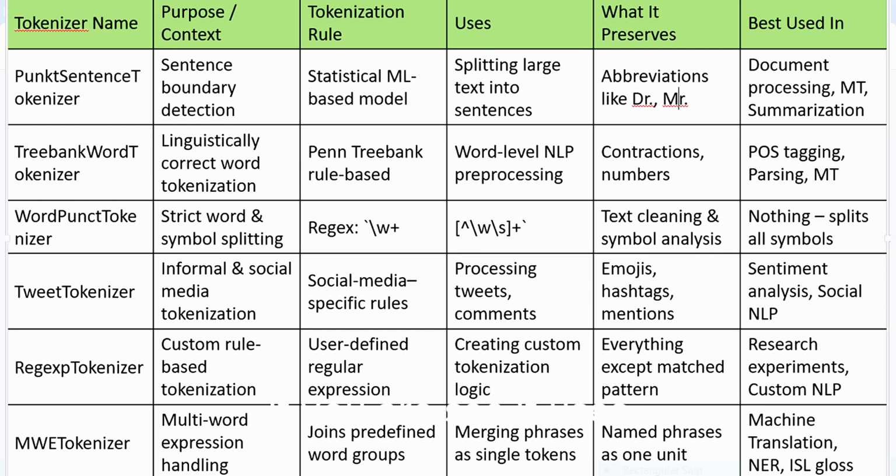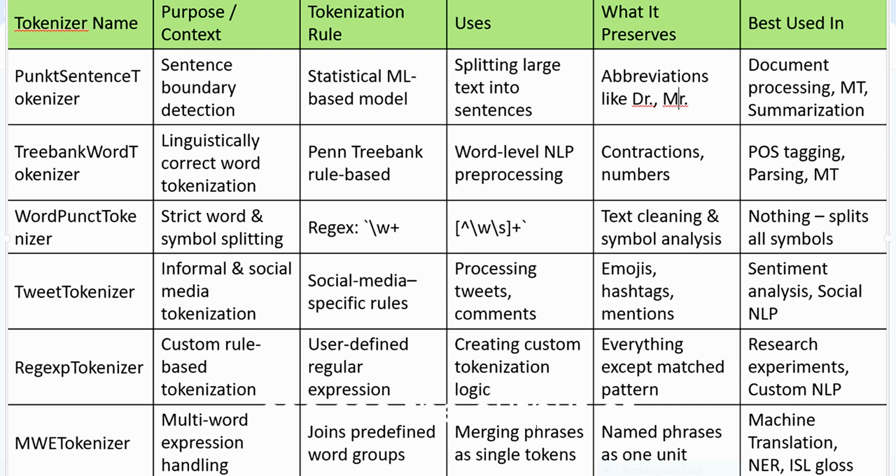In that case, if you want to use the words only, without any apostrophes, special characters, or spaces, then you can use the WordPunctTokenizer. Backslash s is nothing but white space characters such as spaces, new line, and tab. That is what the backslash represents.